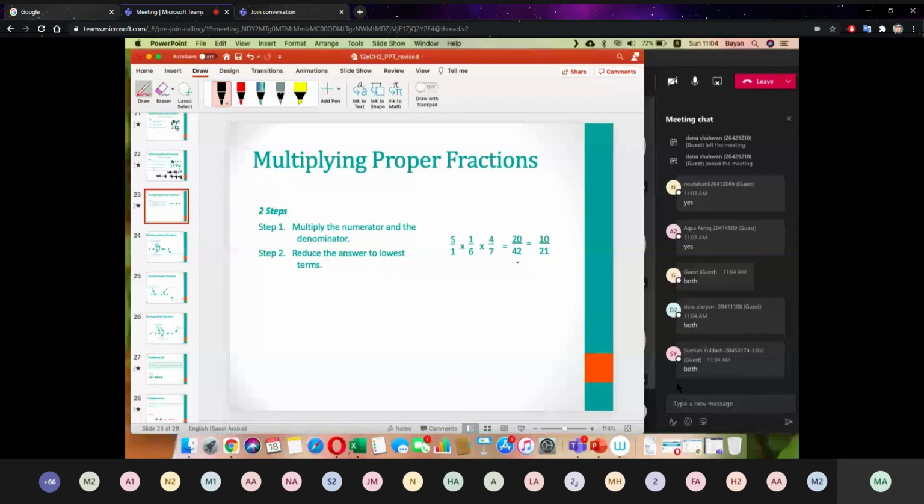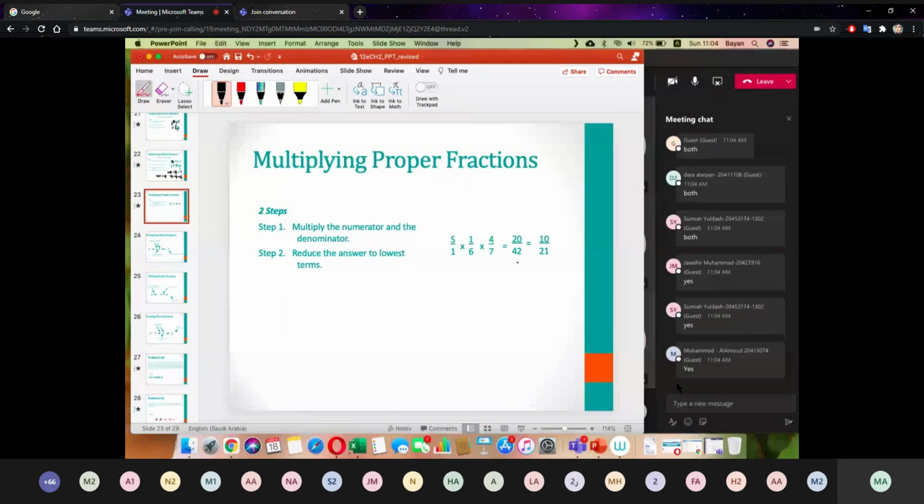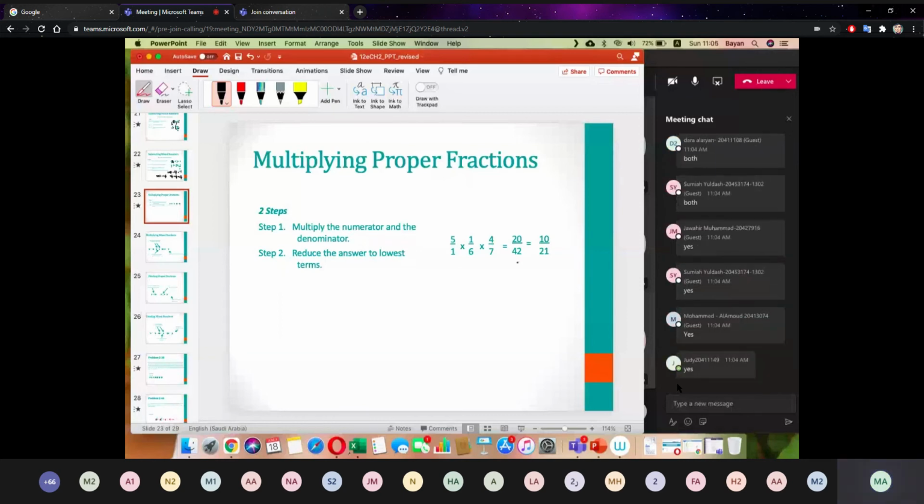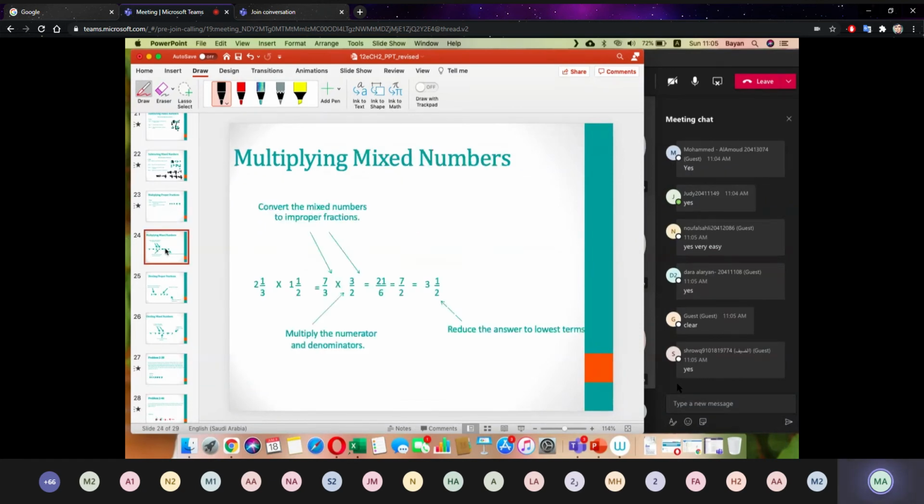Clear? Is that clear, everyone? Yes, yes, it's very easy. You have a calculator in the final, so that's why I'm moving quickly. So you're gonna have your calculator in the exams. You don't need to do it manually.